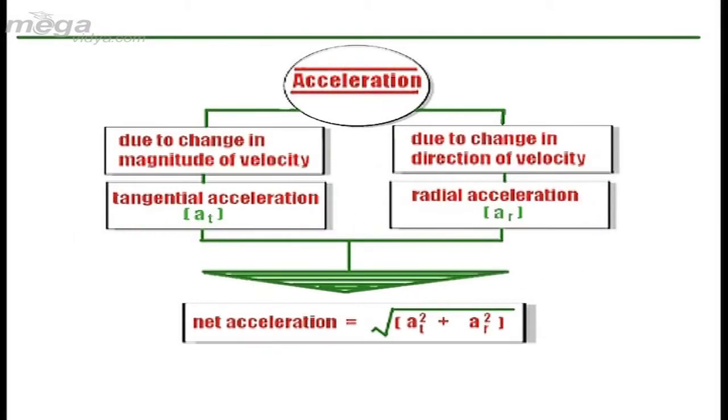I will start talking about circular motion from the acceleration part using Newton's second law: net force equals rate of change of momentum. If mass is constant, then net force becomes mass into acceleration. So if we know the acceleration, we will be able to understand the cause of motion.